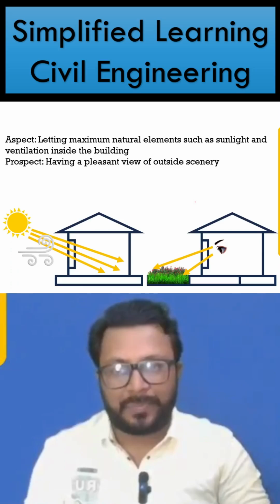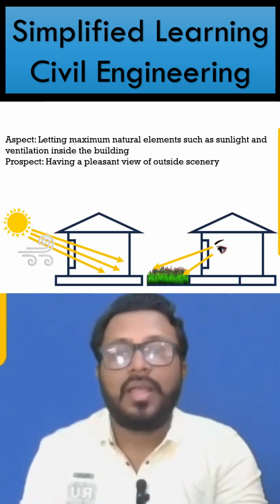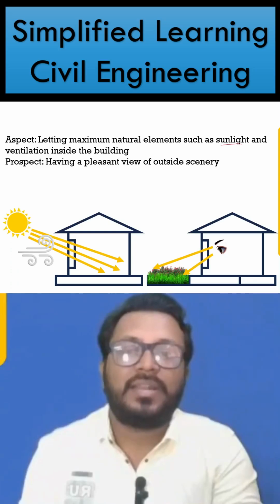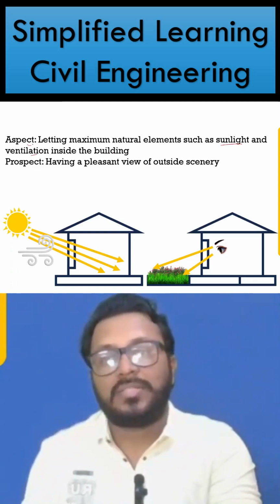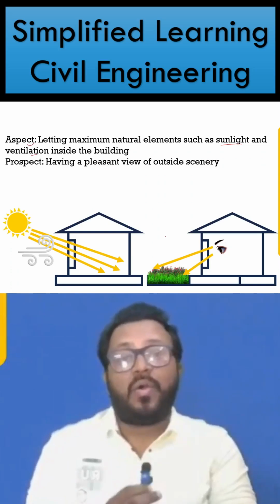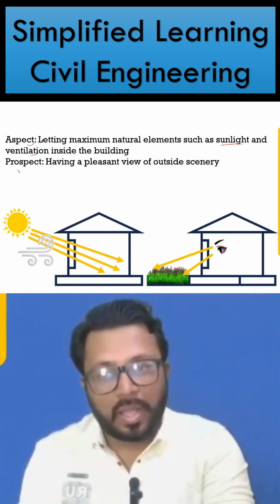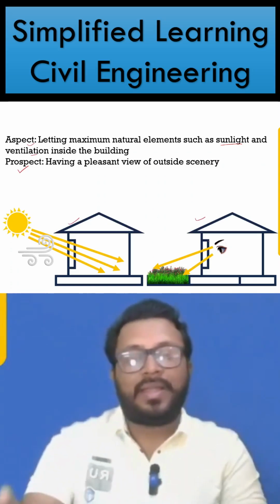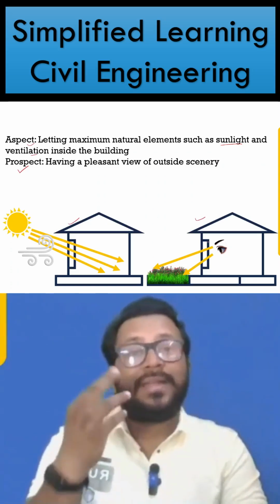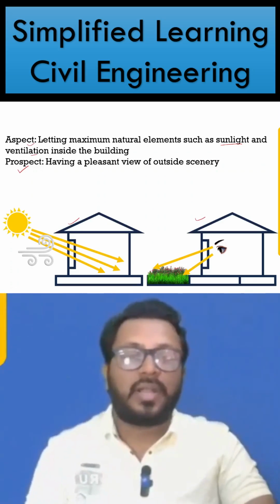All right. See, when we're looking at aspect, what we can see here is letting maximum natural elements such as sunlight and ventilation, or let's say wind, fresh air, inside the building, it is called as aspect. And when we are saying that we can have a pleasant view of outside scenery, then it should be called as what? Prospect. Okay, so this is aspect and this is prospect. Letting things in, aspect. Looking at the things, prospect. All right, so this should be clear with the principles aspect and prospect.